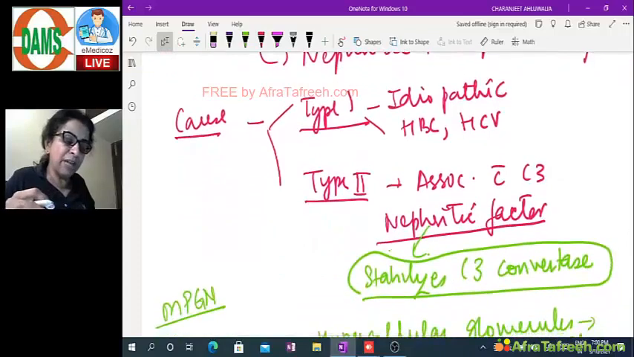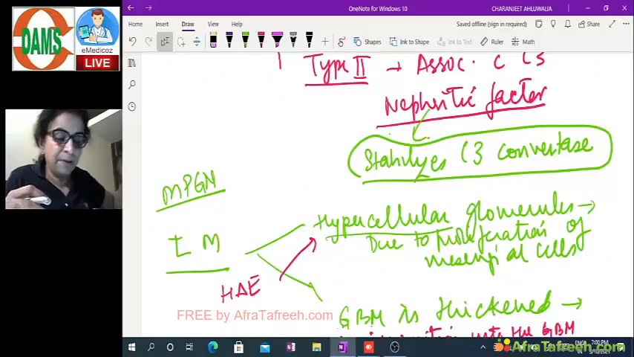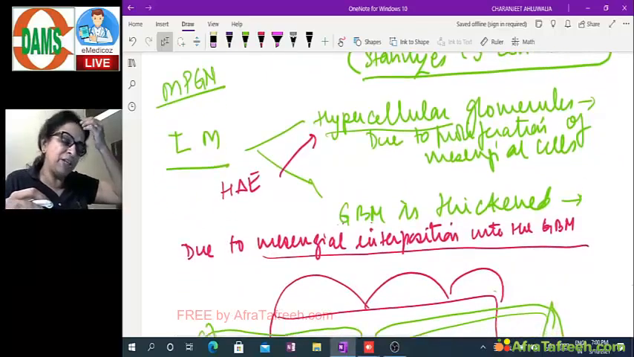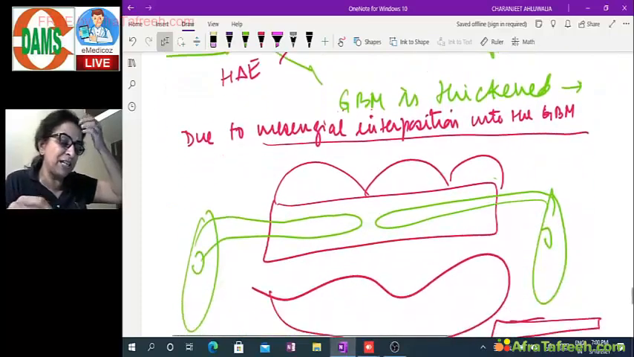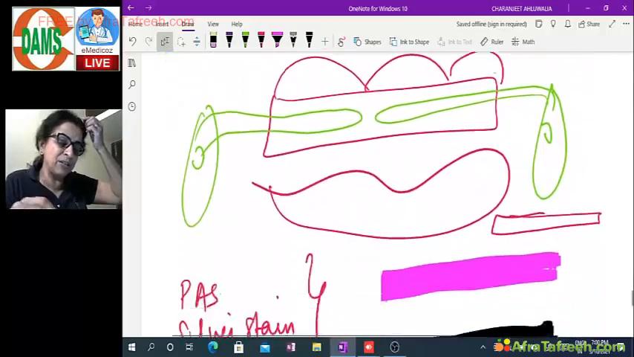MPGN is of two types: type 1, which follows hepatitis B, hepatitis C, or is idiopathic; type 2, which is associated with the presence of C3 nephritic factor. C3 nephritic factor is an enzyme that stabilizes C3 convertase. Light microscopy in MPGN, the glomerulus is hypercellular. Why is it cellular? Because of proliferation of mesangial cells, and the GBM is thickened because of interposition of the mesangial cells into the GBM.